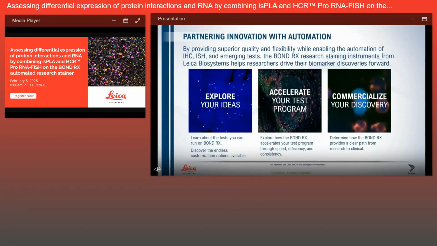The first being by exploring your ideas, learn about tests you can run on the BondRx using its open and customizable system. 2, accelerating your test program. Explore how the BondRx accelerates your test program. And finally, commercializing your discovery. The BondRx provides a clear path from research to clinical.